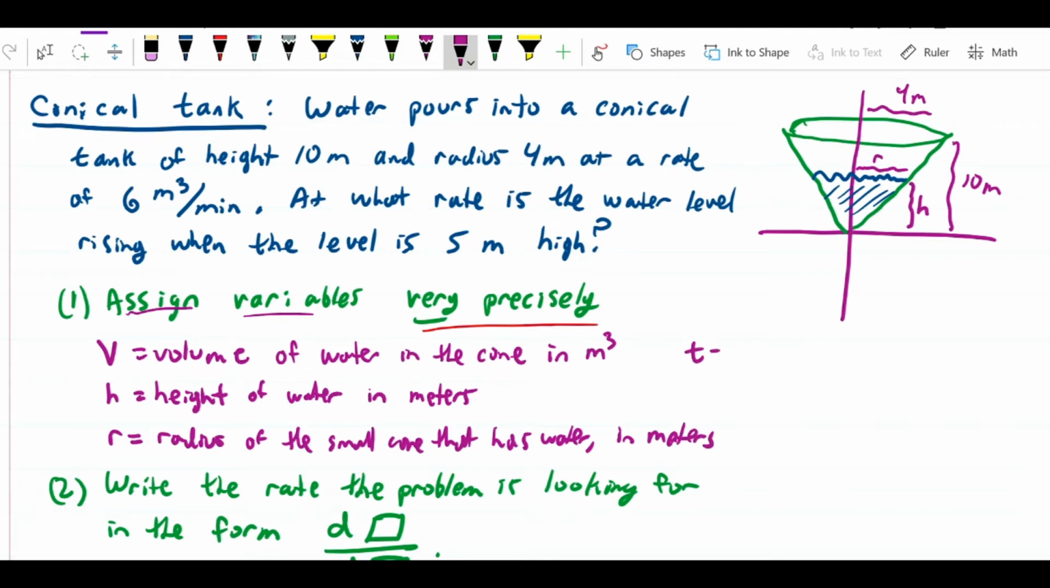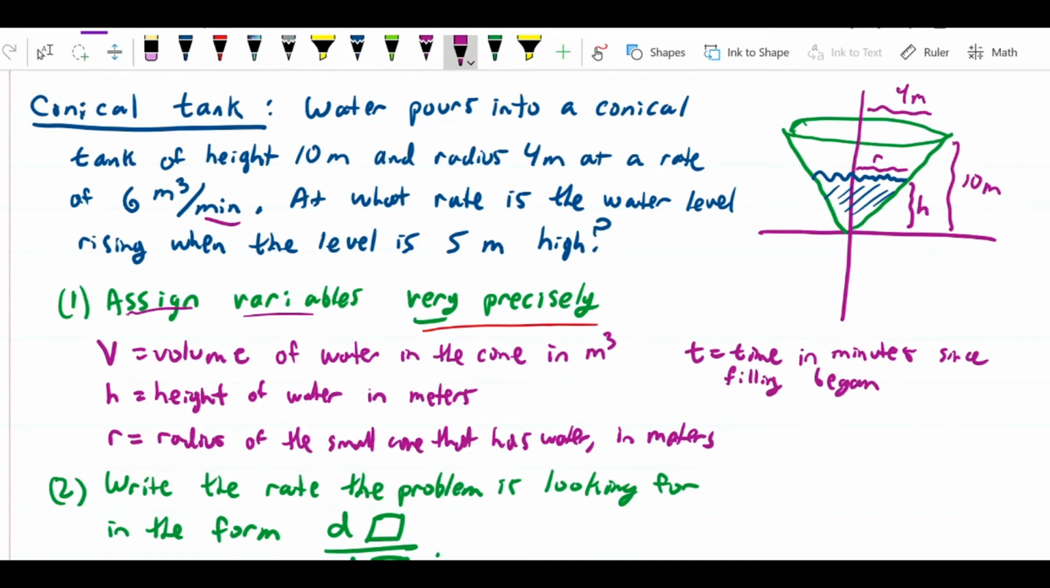And finally, we need t. T is time. But again, time what? Time since the universe began, time since the year 1900? No, we mean time in minutes. Why did I choose minutes? Because the problem gives us minutes since filling began. So that's what t is.